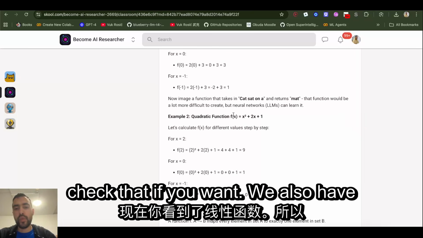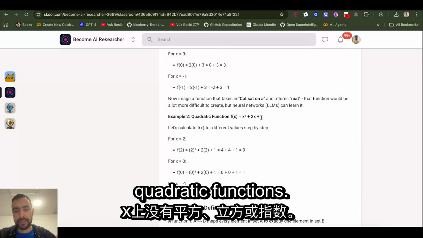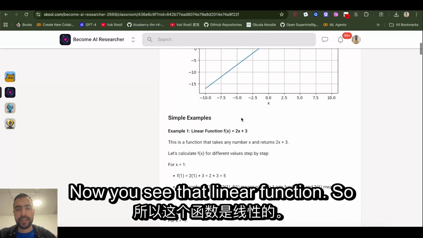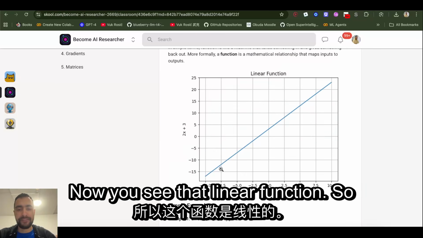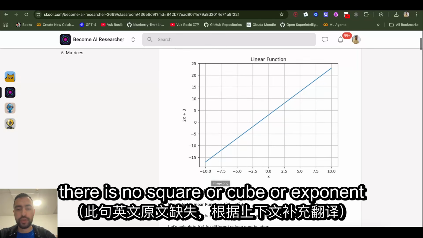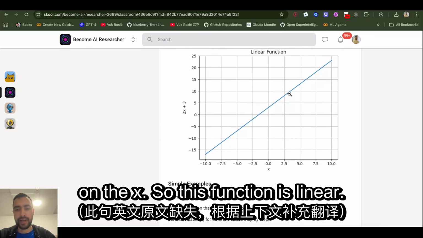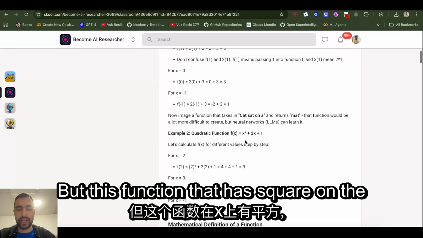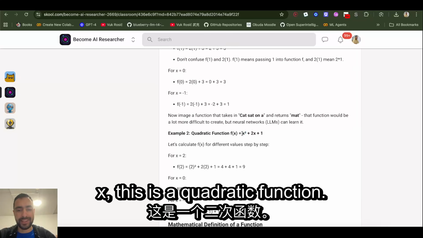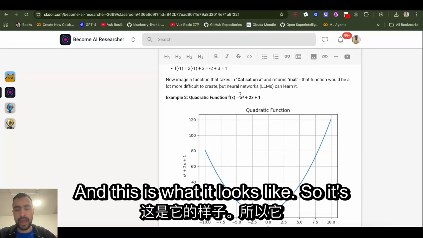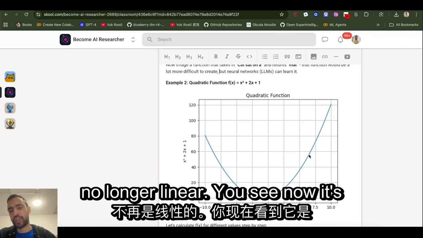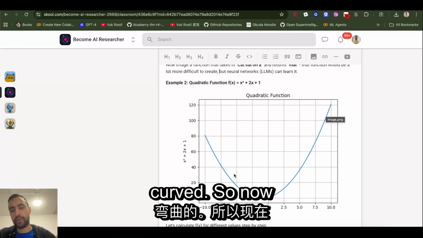We also have quadratic functions. Now you see that linear function, there is no square or cube or exponent on the x. So this function is linear. But this function that has a square on the x is a quadratic function. And this is what it looks like. So it's no longer linear. You see now it's curved.